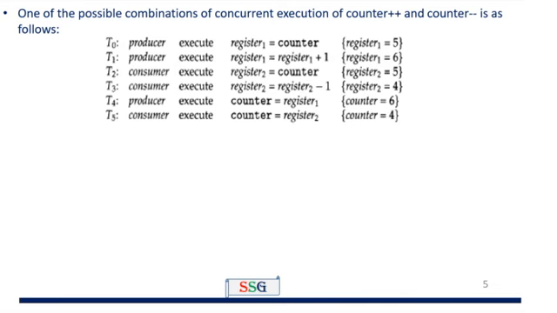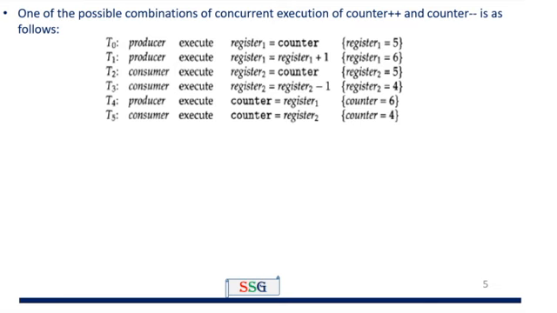After that, the processor switches from thread 1 to thread 2. Now the consumer thread executes twice. The consumer executes register 2 equal to counter. That means the counter value equal to 5, so 5 is assigned to register 2. Next, the consumer executes register 2 equal to register 2 minus 1. That is 5 minus 1 equal to 4. Then the processor jumps from thread 2 to thread 1.